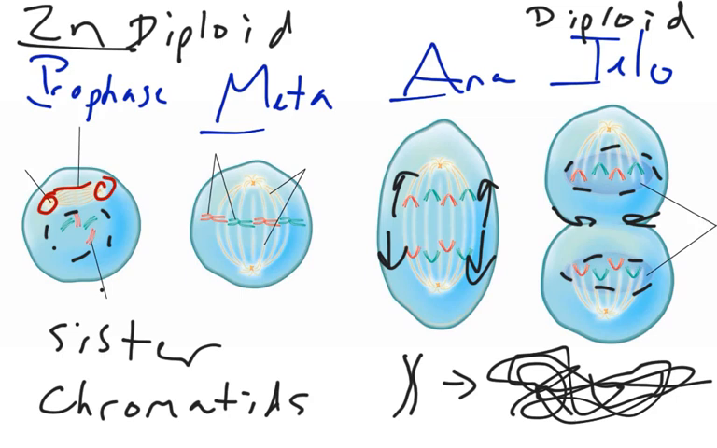When we get into meiosis, we're splitting down into half the number of chromosomes, so it'll get more confusing. So I want to make sure we understand that before we move on to meiosis.